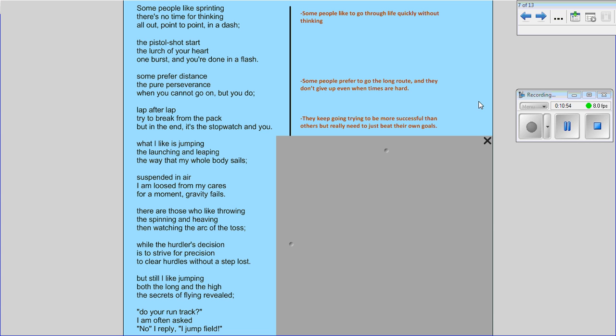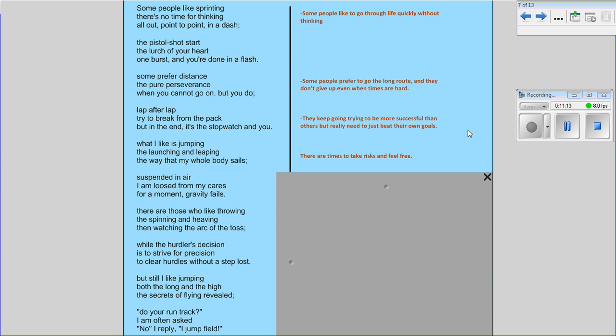Our next stanza is "What I like is jumping, the launching and leaping, the whole way my body sails." So there are times to take risks and feel free. It's important that as we go through this journey of life, we find things that we enjoy that make us feel free.